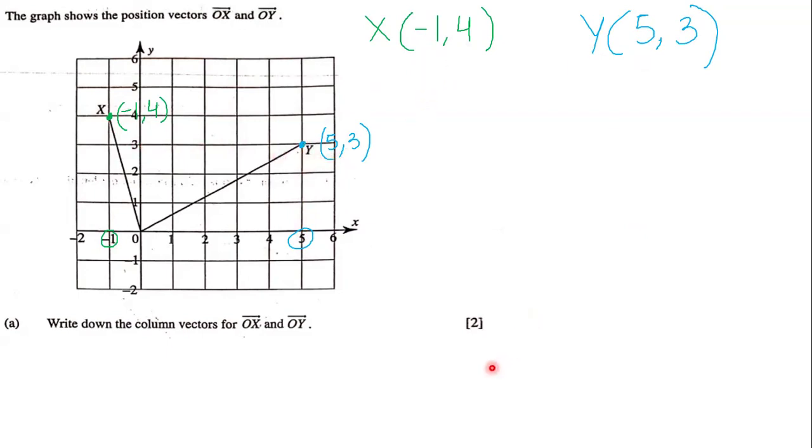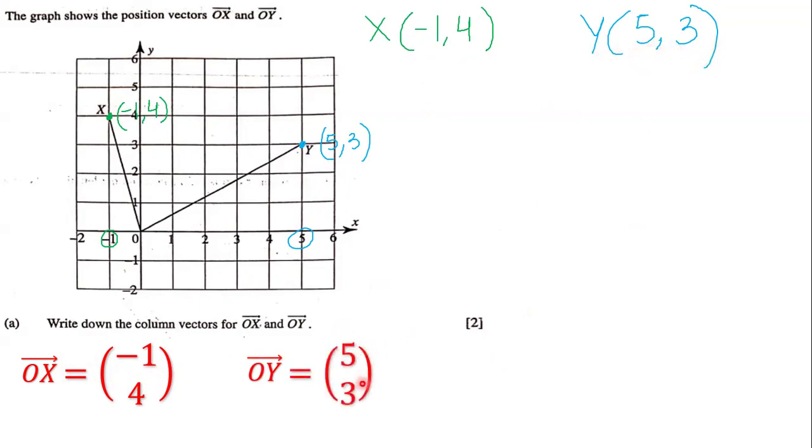Now, in order for us to write down OX as a column vector, all we need to do is take the coordinates of X, and instead of writing it horizontally, we're going to write it vertically. And so we put -1 and 4. And so that's OX written as a column vector. Now for OY, we do the same thing. Instead of writing the coordinates horizontally, we're going to write it vertically. And so it's 5, 3. So the column vectors OX and OY are the following. OX is -1, 4, and OY is 5 and 3.